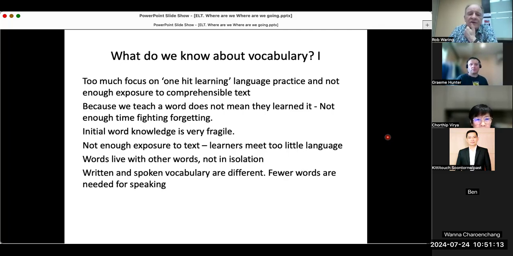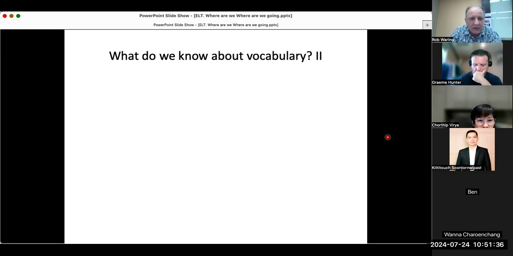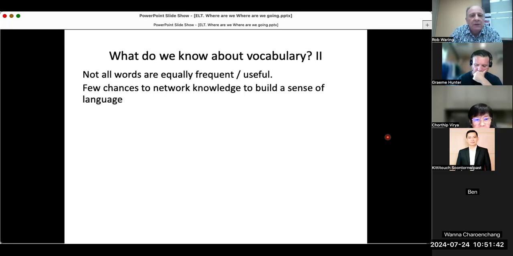We also know that written and spoken vocabulary are not the same. We don't write the way we speak. We need a much smaller vocabulary, which is largely Anglo-Saxon vocabulary. Written vocabulary tends to be more Latinate or more Greek. They're not quite the same. The grammar of written and spoken language is not the same either. We also know that some words are more difficult to learn than others, and not all words are equally frequent. We know that some are much more useful than others.